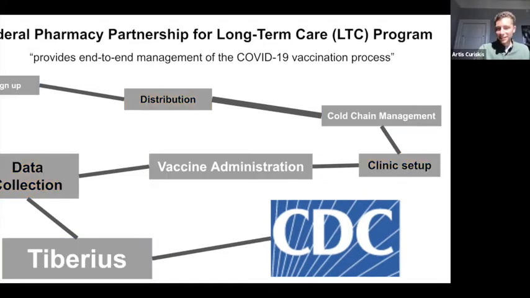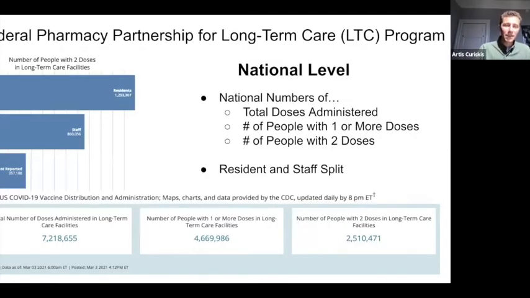So starting with CDC, the big federal data producer. They show data on their dashboard at the national level and the state level. At the national level, they provide doses administered and the number of people with 1 or more doses or 2 doses, or basically fully vaccinated. Luckily, at the national level, they split it off by residents and staff so you can get that sort of measurement and understanding about who's getting it.